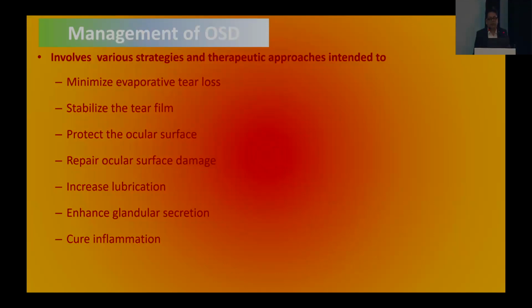Whenever dealing with your OSD patient, when all the prerequisites are fulfilled, the treatment modality should aim to minimize the evaporative tear loss, stabilize the tear film, protect the ocular surface, repair the ocular surface damage, increase the lubrication, enhance the glandular secretion, and cure the inflammation.